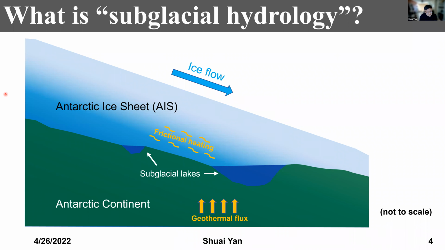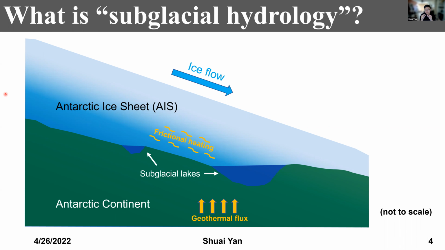Here's a graph that I created with all my art skills. I want to demonstrate the basic idea of subglacial hydrology. So most of Antarctic ice sheet is grounded, i.e. is sitting on a bedrock, sitting on the Antarctic continent. So if you zoom out, that would be the big picture you see, right?